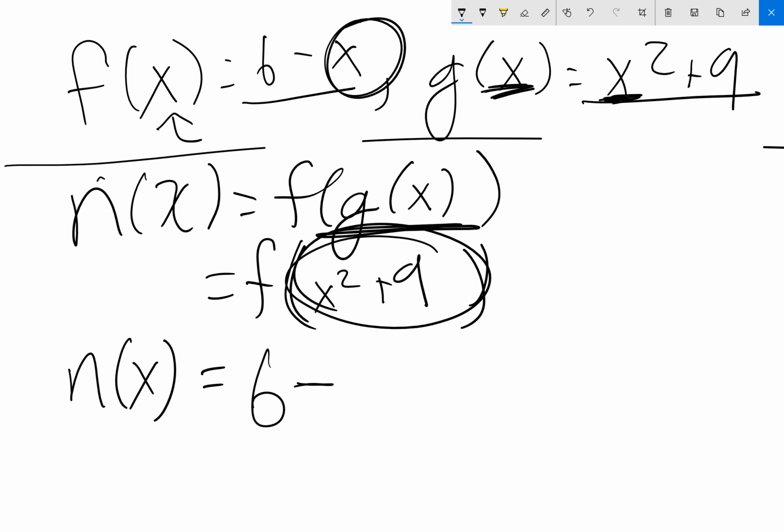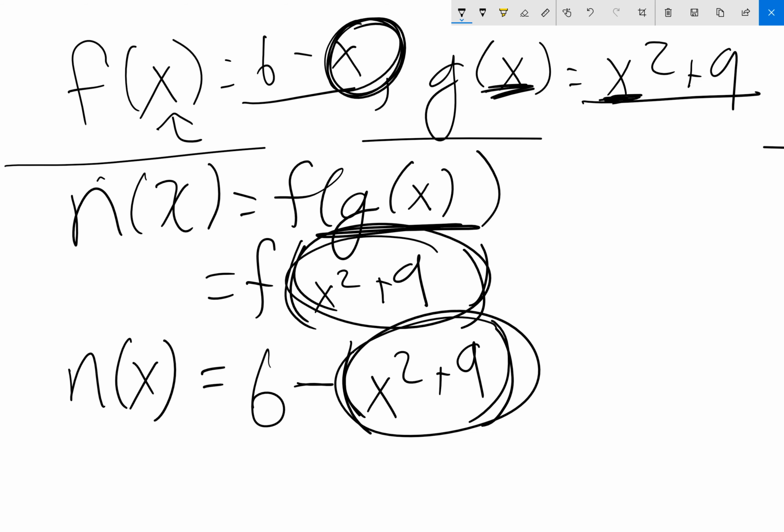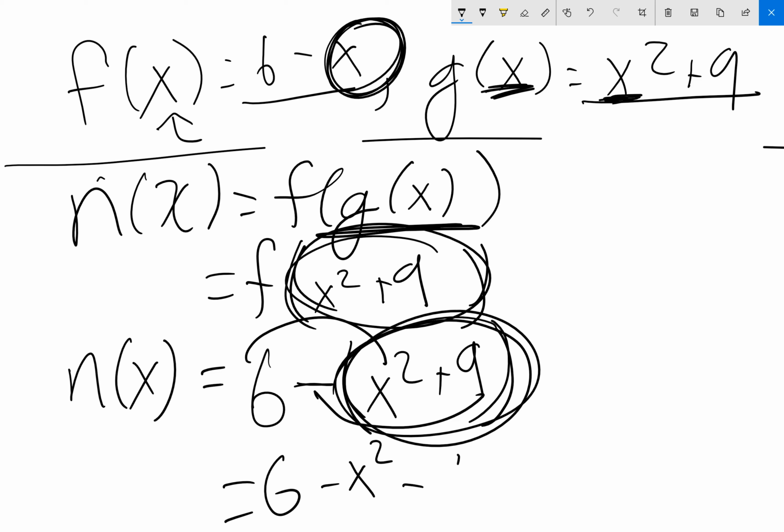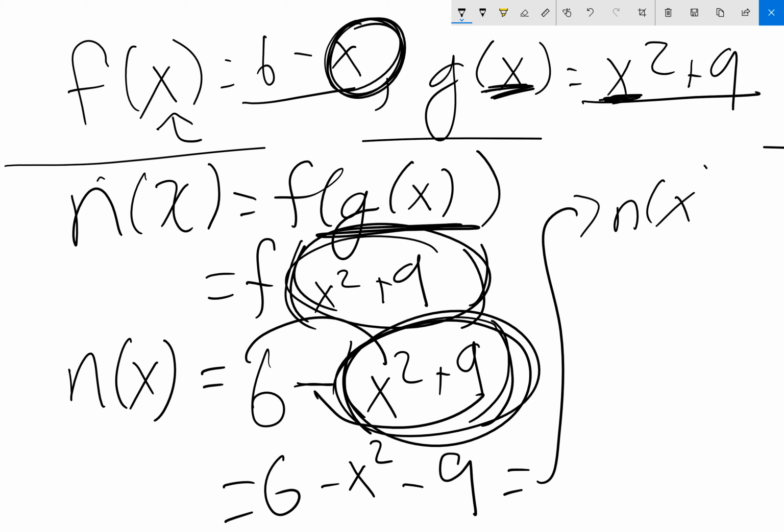So 6 minus our input being x squared plus 9. So know that x squared plus 9 is our input, so we had to put the whole thing in parentheses. So 6 minus x squared minus 9. So n of x equals, let's see, negative x squared. 6 minus 9 is negative 3. It's supposed to be a little 2.